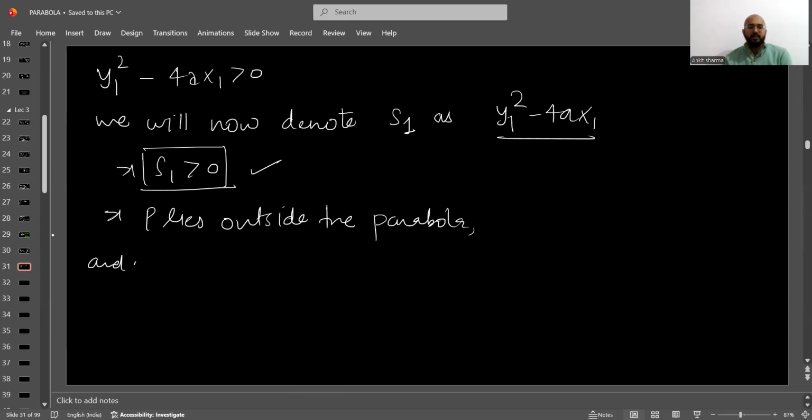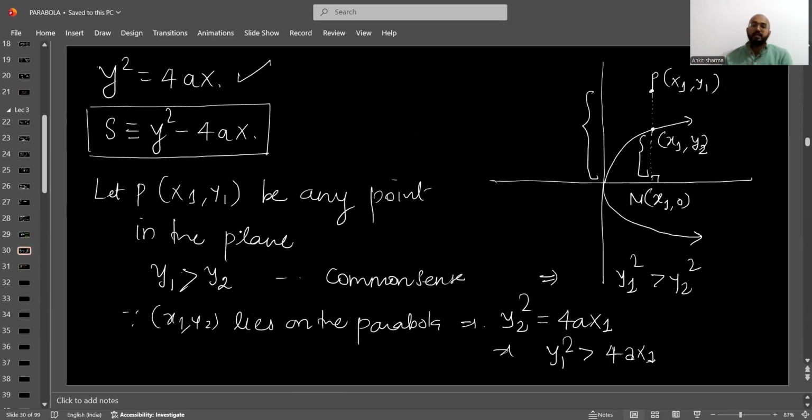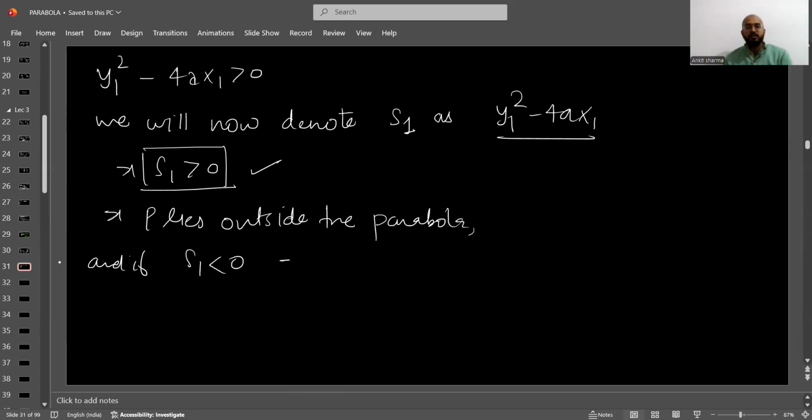And if S1 is negative, what will happen? If P is lying inside, then this time y2 will be more than that point. So in this case, S1 will be negative. So this implies P lies inside the parabola.